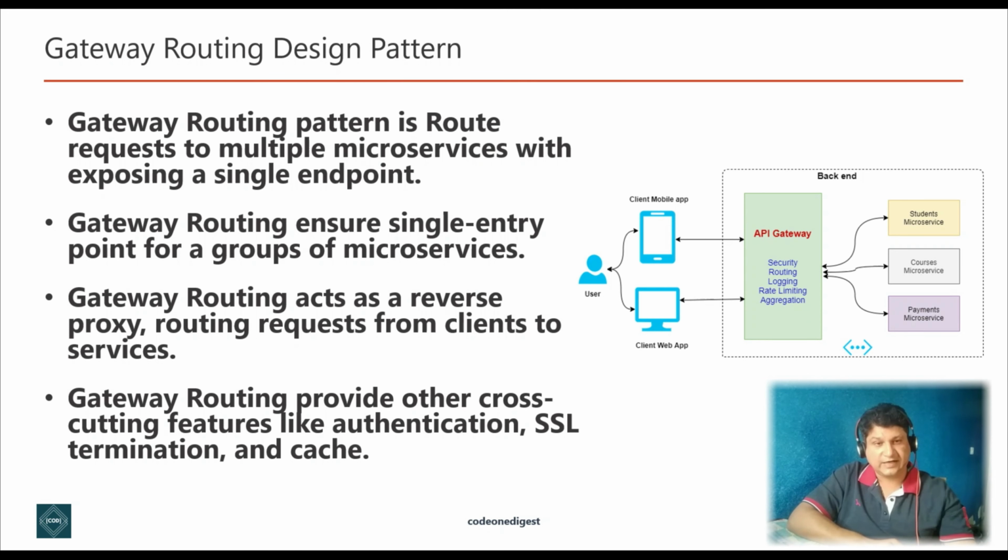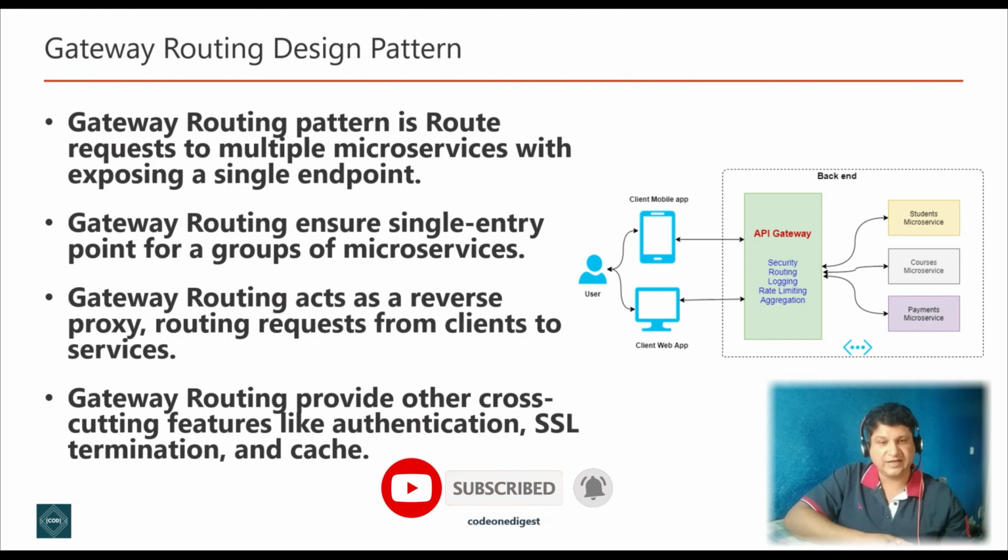Okay friends, so now let's start with the gateway routing design pattern. Remember, this is the fourth design pattern in the integration design pattern category for microservices. The gateway routing pattern routes requests to multiple microservices while exposing a single endpoint. What does that mean? For all your consumers, there is a single API of your gateway, and then the gateway routes the incoming request to the respective microservices or endpoints. So all communication to your microservices is via this gateway.